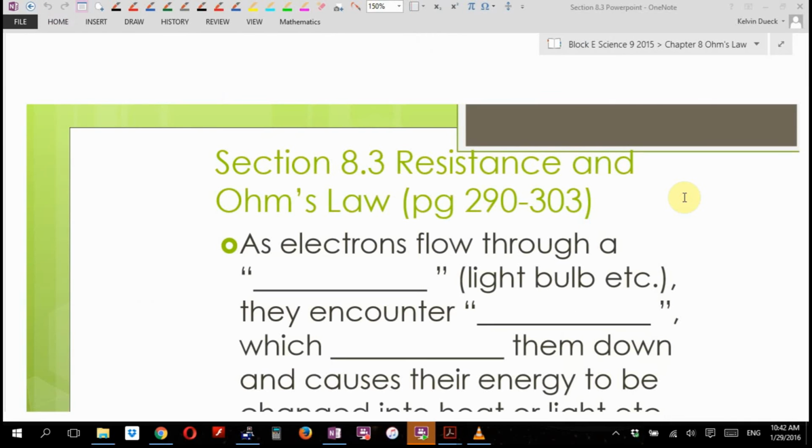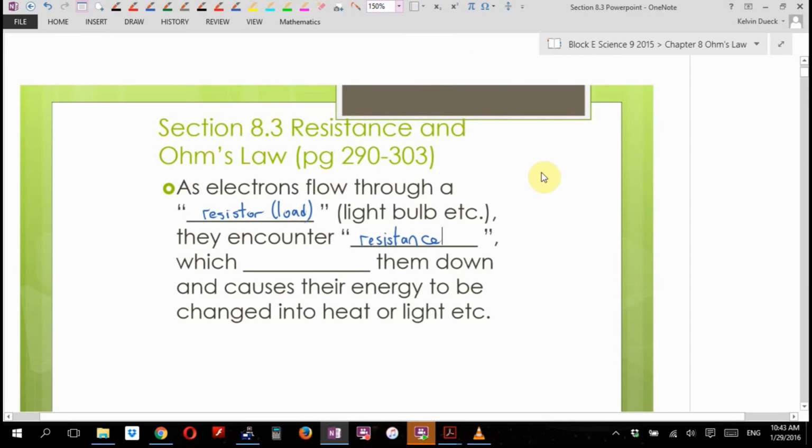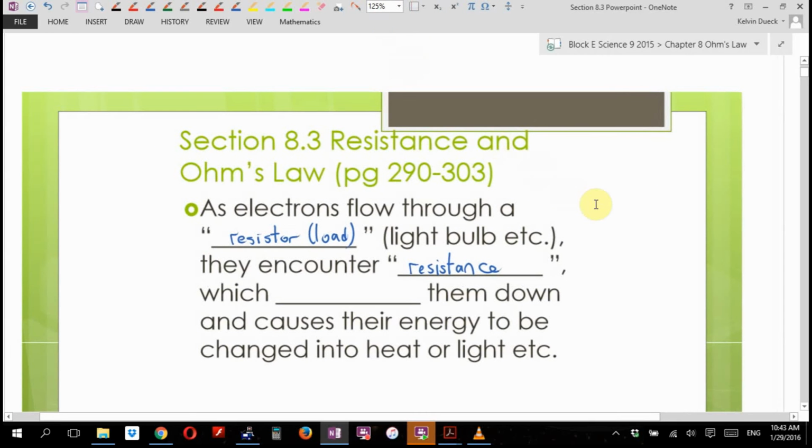So it says this, as electrons flow through a resistor, and you can put in brackets a load, a light bulb, etc., they encounter resistance, which can cause them to, well, slow down. What they're really doing is they're bumping into other atoms.